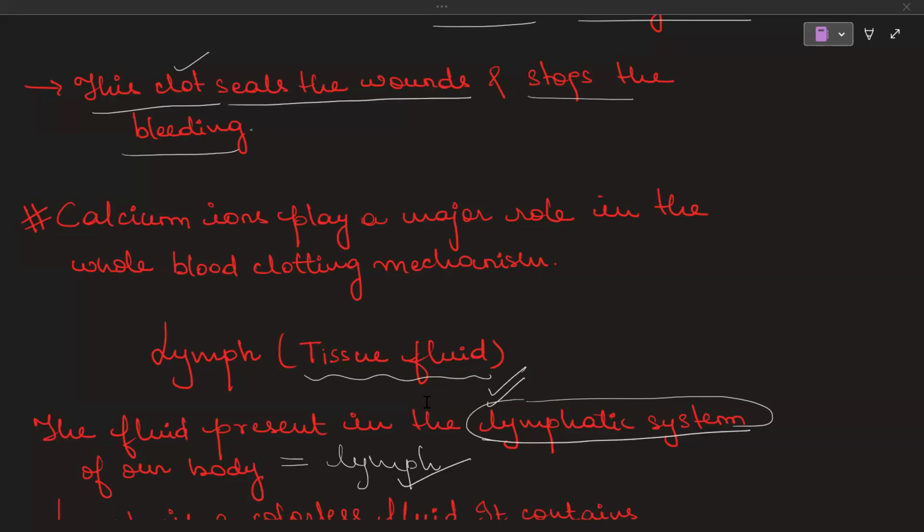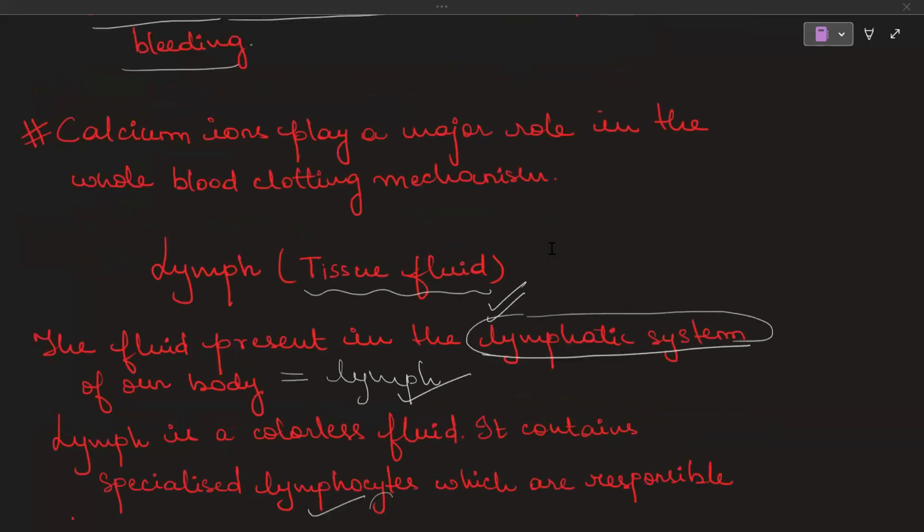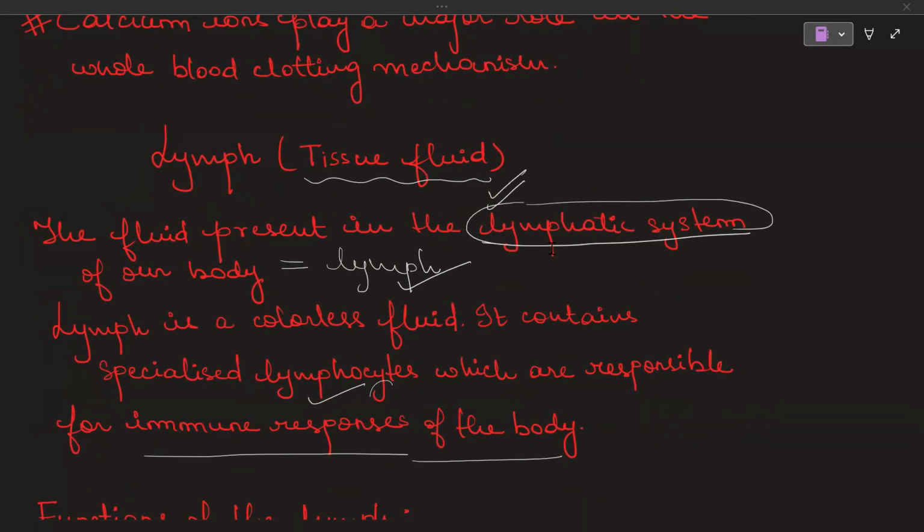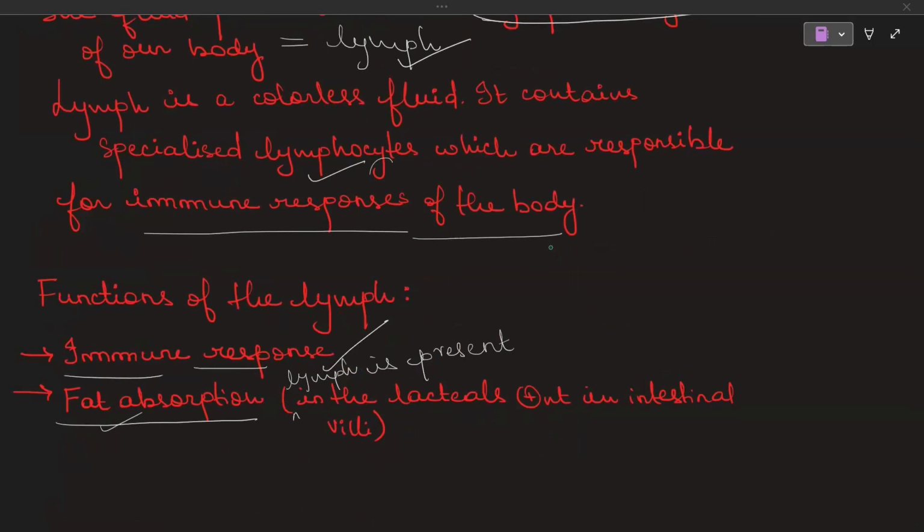All right. Now let us move forward and talk about the lymph, that is also known as the tissue fluid. The lymph is present in the lymphatic system of our body. It is a colorless fluid, and it contains lymphocytes. These are the specialized cells that are responsible for the immune response of the body.